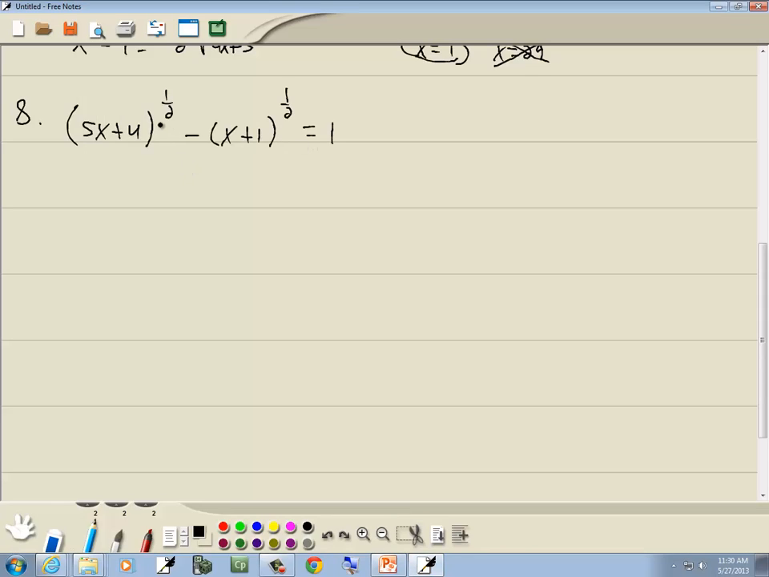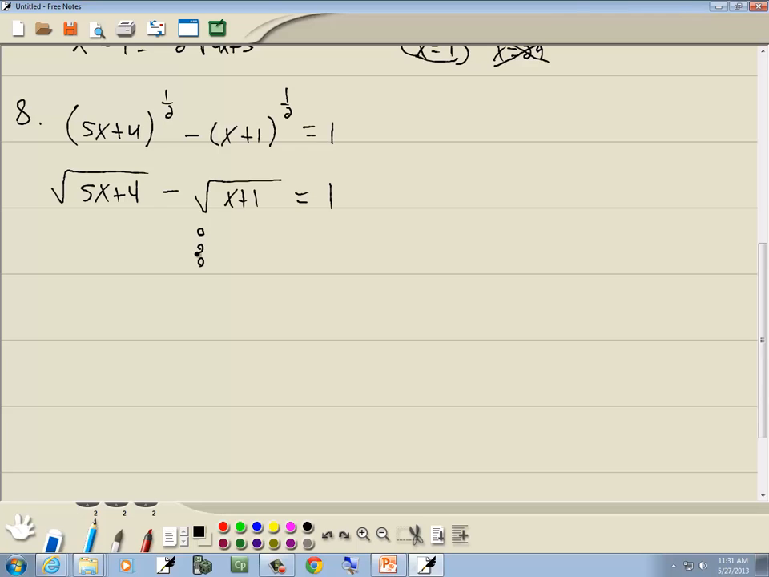Well, remember, this is in rational exponent form, fractional power form. If I put this back into radical form, whatever number's in the denominator here goes in your slot, and whatever power's up on top goes inside here. Well, we'd have 5x plus 4 to the first power, which is 5x plus 4. If I put 2 in here, index of 2, that's the square root, minus the square root of x plus 1. Equals 1.